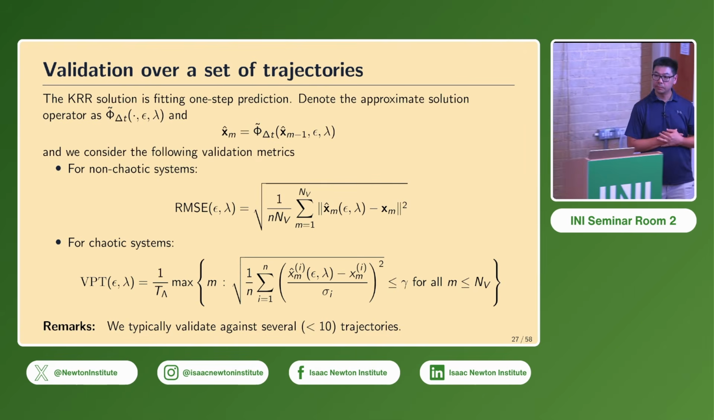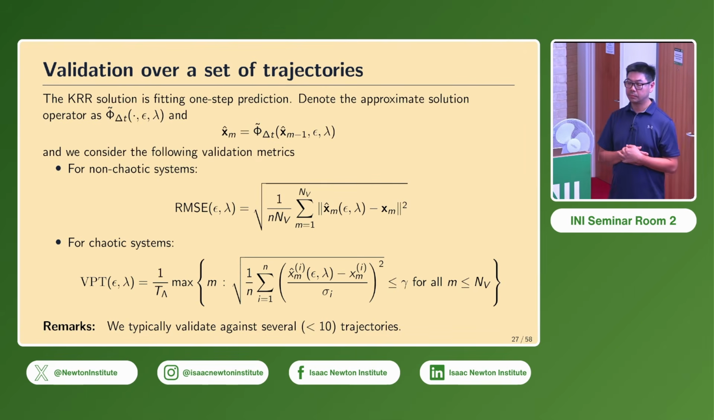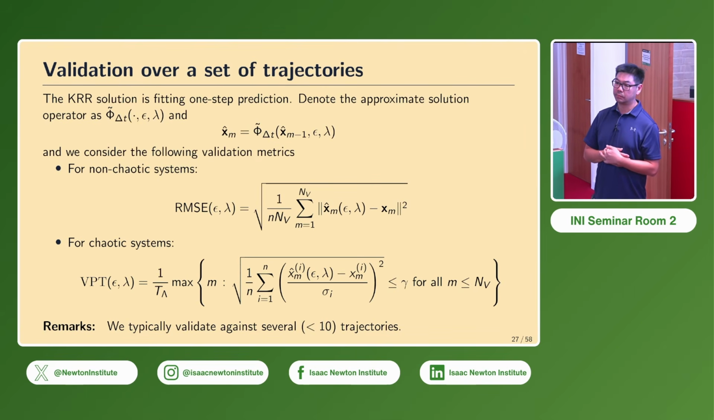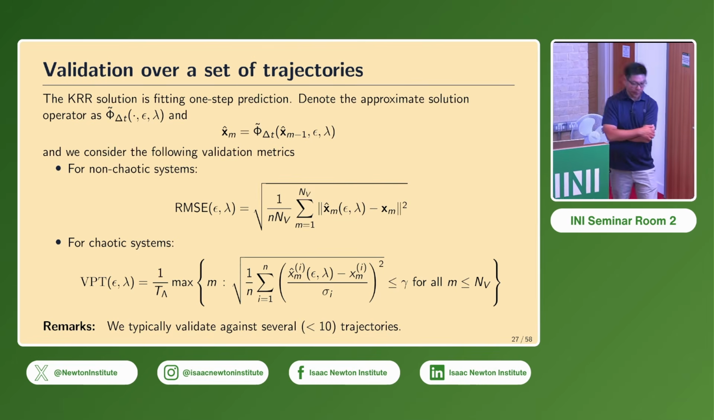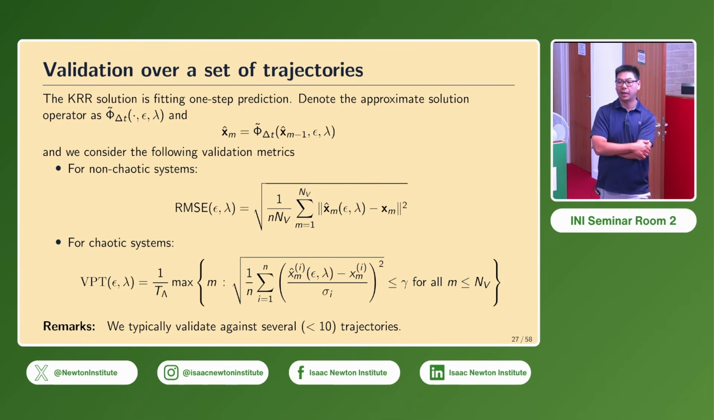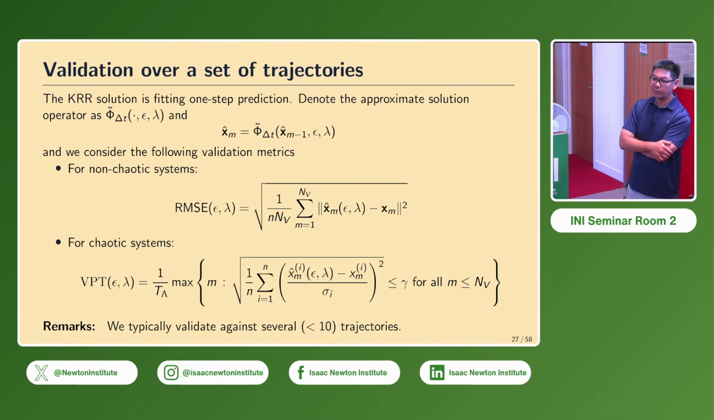So for the non-chaotic system, if I understand correctly, in your validation set you have, say, a trajectory of length 3. Yes. So what is compared is the true value at time 1 with the one-step-ahead prediction at time 1, the true value at time 2 with the one-step prediction at time 2. Oh, sorry. Iterate. Oh, so you're using the predicted value at time 1 to predict the next value. Yeah. Iterate.